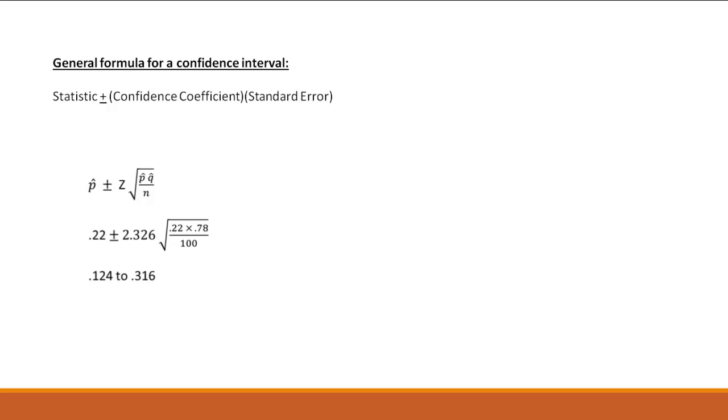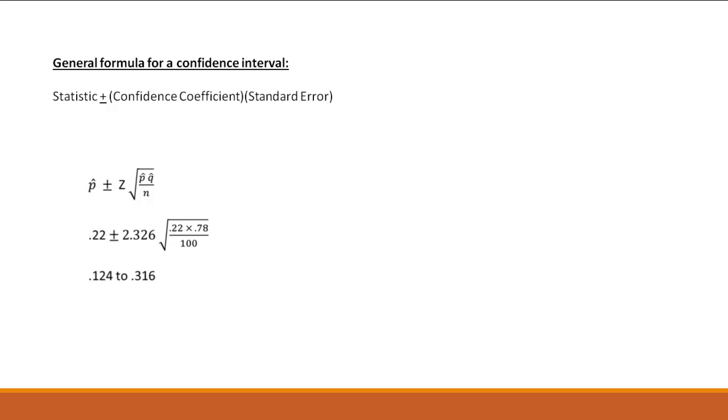Well, there is no S in the proportions, so we'll use the Z table. And then times the square root of P hat Q hat over N. Be careful on the standard error here for proportions. When you're estimating a confidence interval, it's the square root of P hat Q hat over N. But when we do hypothesis testing, you use the hypothesized proportion, the one of the null hypothesis.